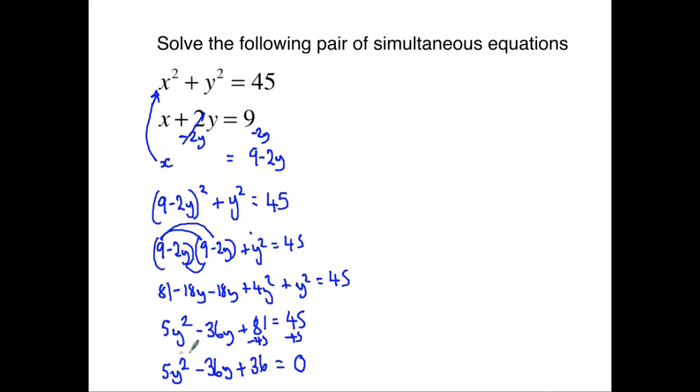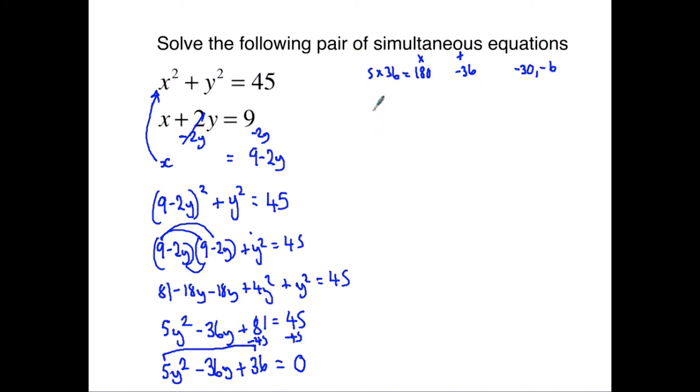So from here, we'll hope it factorizes. If it doesn't, then we'll again, like last time, go with the formula or completing the square. So let's try and test this out. So 5 lots of 36 would give us 180. So we're looking for something that multiplies together to give 180 and adds together to give minus 36. So that's got to be minus 30 and minus 6.